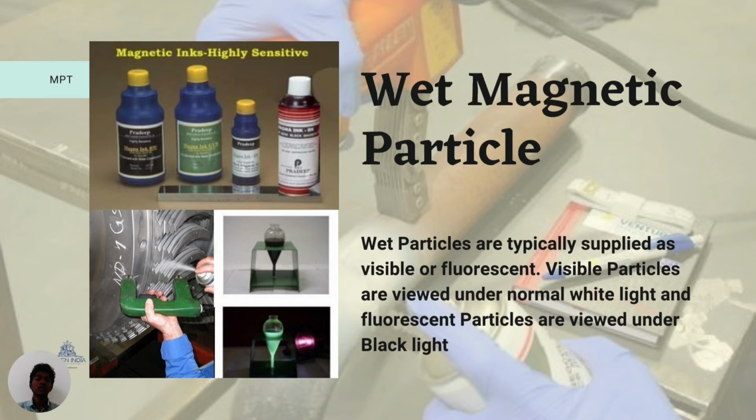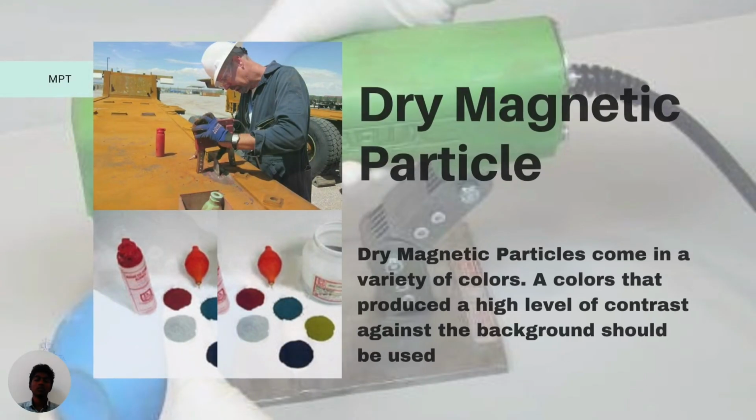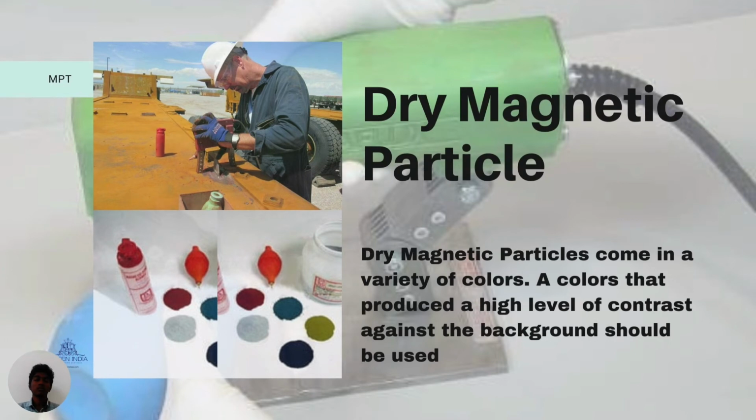Wet magnetic particles. Wet magnetic particles are typically supplied as visual or fluorescent. Visual particles are viewed under normal white light, and fluorescent particles are viewed under black light in a closed room. Dry magnetic particles. Dry magnetic particles come in a variety of colors. A color that produces a high level of contrast against the background should be used.